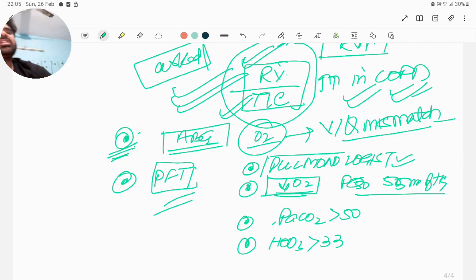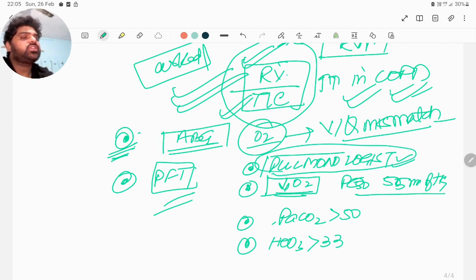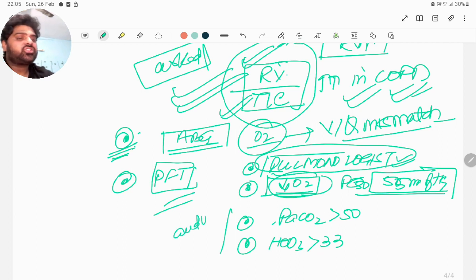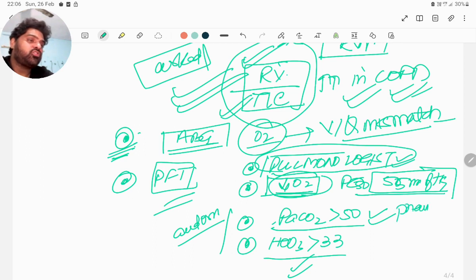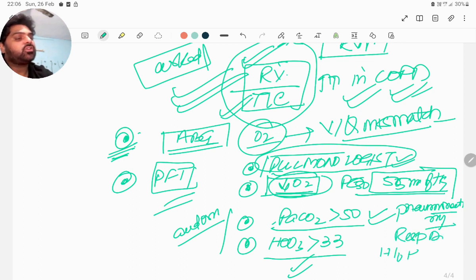The indications for PFT are: first, the pulmonologist has ordered it. Second, if there is decreased oxygen, that is PO2 less than 55 mm of Hg. Or if there is acidosis, in the form of increased PaCO2 or increased bicarb, so PaCO2 more than 50 or bicarb more than 33. Or you are going for a pneumonectomy surgery, or the patient is in respiratory distress, or there is a history of hospitalization within 3 months. So these are the indications for PFT. This you should be very clear about.